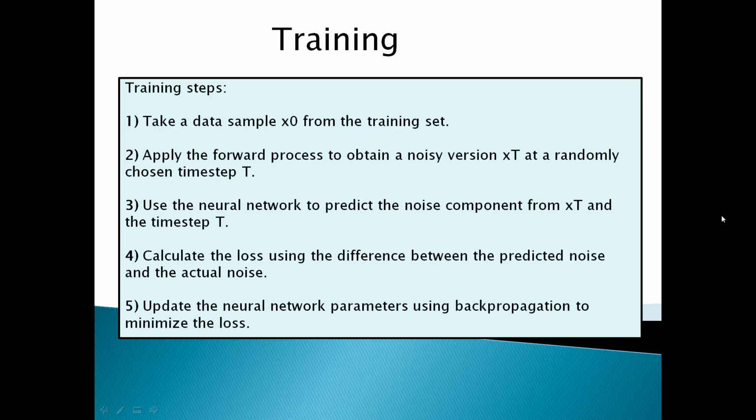The training involves iterating through the dataset and applying the following steps for each data sample. Take a data sample x_0 from the training set. Apply the forward process to obtain a noisy version x_t at a randomly chosen time step t. Use the neural network to predict the noise component from x_t and the time step t. Calculate the loss using the difference between the predicted noise and the actual noise. Update the neural network parameters using backpropagation to minimize the loss.